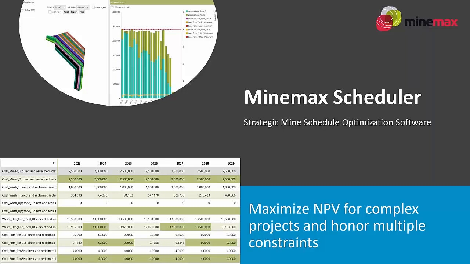Okay, so the goal of Minemax Scheduler is to maximize the NPV for complex projects while honoring multiple constraints. In that, we need to bring in the financials. We saw that in the various other presentations. We have to define our constraints, whether those are processing constraints, blending constraints, etc. And then Scheduler is going to go through using CPLEX to optimize to find the highest NPV solution for you.